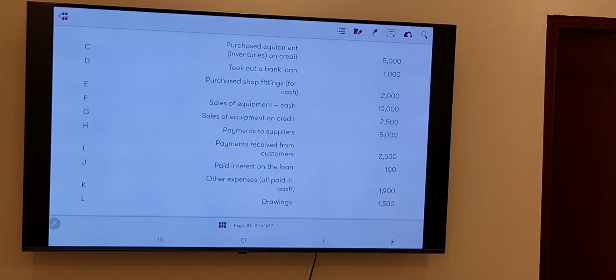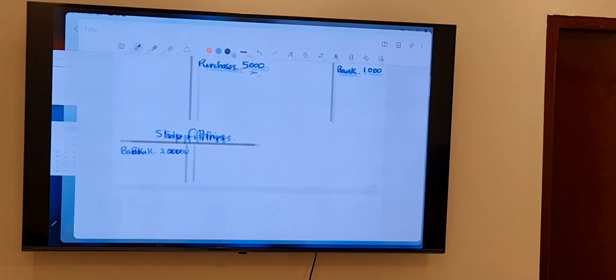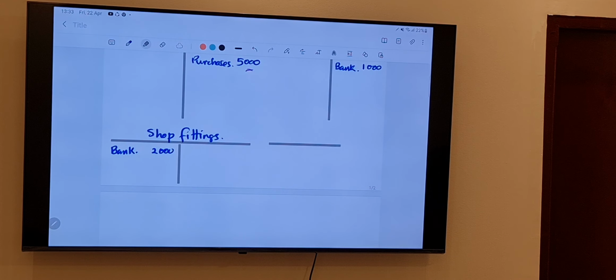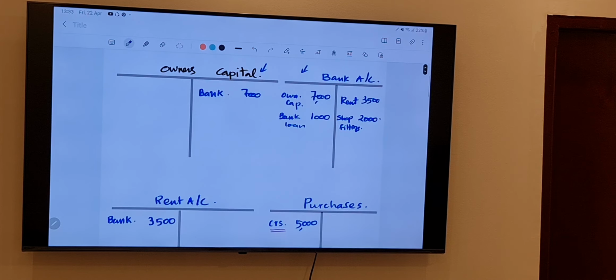Sales of equipment. Now, that we are doing the sales, and this we are selling for cash. Sorry, cash. So, I will open one account for sales. So, bank, how much? Here cash will be deposited, as we have to assume like that. Otherwise, you have to open a cash account. That's a big journey. So, I am just making a very shortcut assumption. All goes to the bank. So, here, sales.